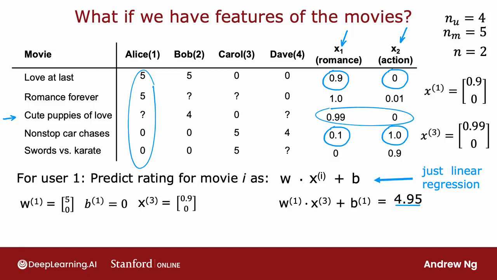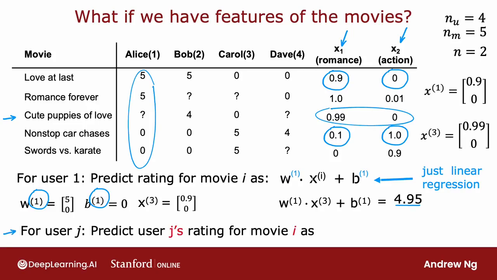Just to add a little bit of notation, because we have not just one user, but multiple users, or really NU equals 4 users, I'm going to add a superscript 1 here to denote that this is the parameter W1 for user 1, and add a superscript 1 there as well. And similarly here and here as well, so that we would actually have different parameters for each of the 4 users in our dataset. And more generally, in this model, we can, for user J, not just user 1 now, we can predict user J's rating for movie I as Wj dot product Xi plus Bj. So here, the parameters Wj and Bj are the parameters used to predict user J's rating for movie I, which is a function of Xi, which is the features of movie I. And this is a lot like linear regression, except that we're fitting a different linear regression model for each of the 4 users in the dataset.